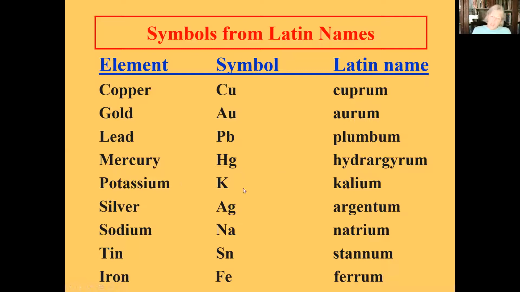Potassium is K. It is not P. P is phosphorus. So you have to remember potassium is one of the unusual element symbols based on its Latin name, kalium.